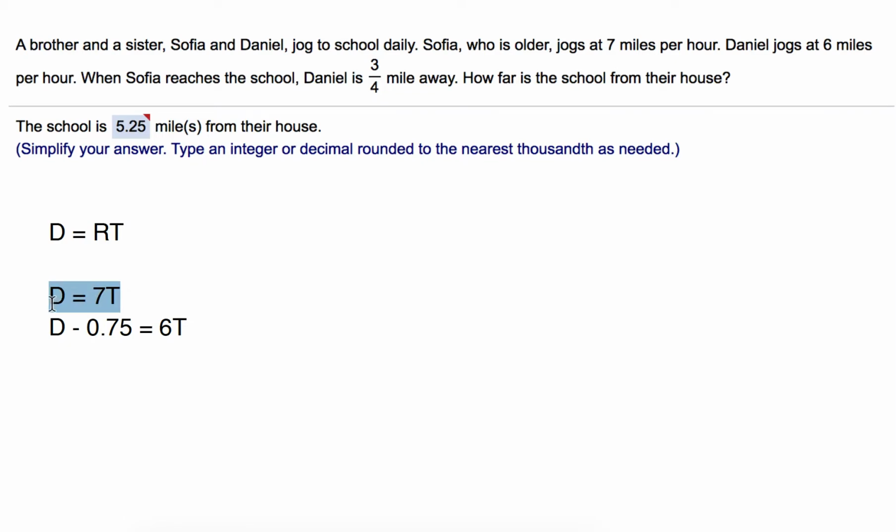This is Sophia's equation for distance traveled. This is Daniel's because Daniel, at the same time period as Sophia, if you plug in an hour into both these equations, they shouldn't be at the same distance. Daniel should be 0.75 miles behind once they've reached the school. So now this is ready for solving as a system of equations because look, in the second equation, we could plug 7t in for d, right? Because of this substitution up here.